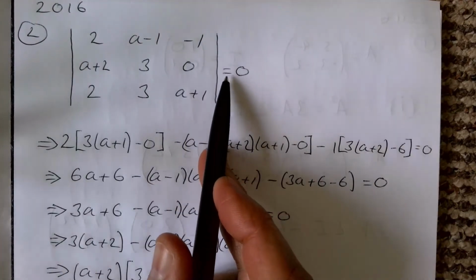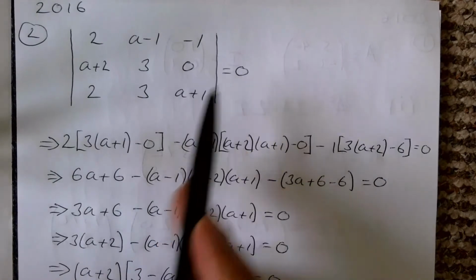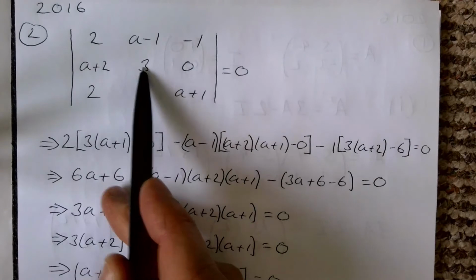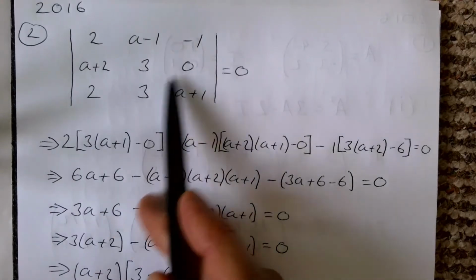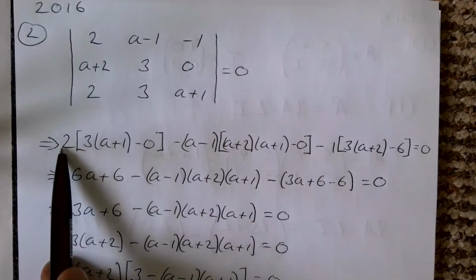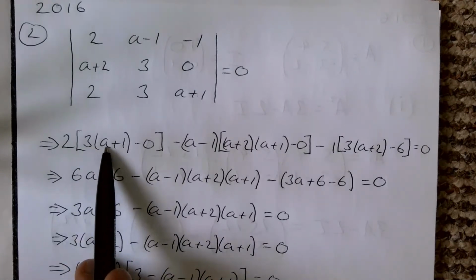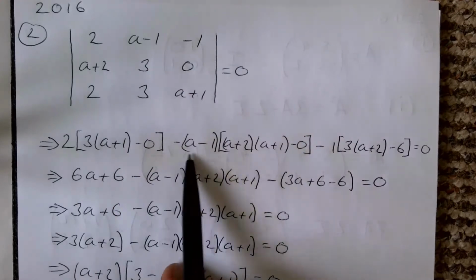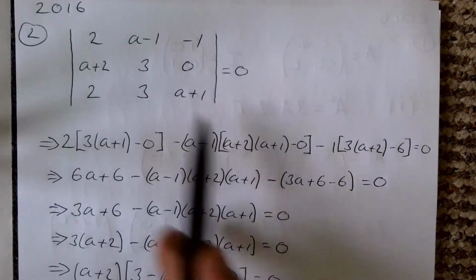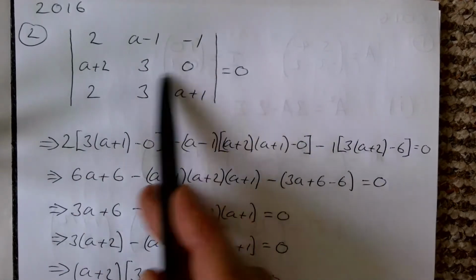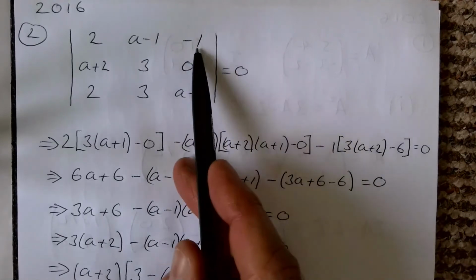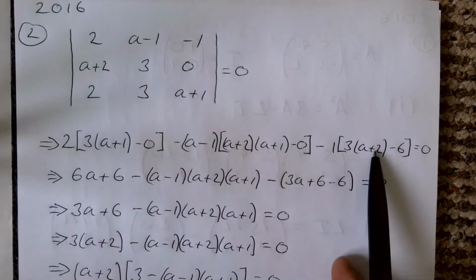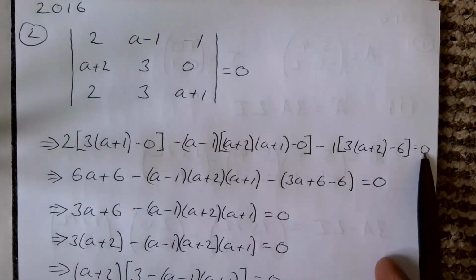This is a bit of a palaver with algebra to work out, but we can get our way through it. So, as ever, to work out the determinant, 2 upon this times this, take away this times this. So what do we have? 2 upon 3(a + 1), take away the 3 times 0, which is 0. Remember then it's minus (a - 1), and that's upon this times this, which is here, take away 0. Minus 1 upon, let's see what we have, 3 upon (a + 2), and then take away 6 equals 0.